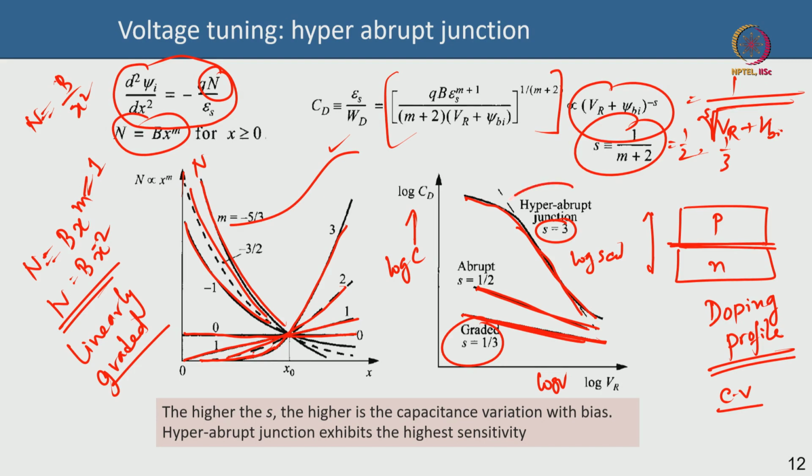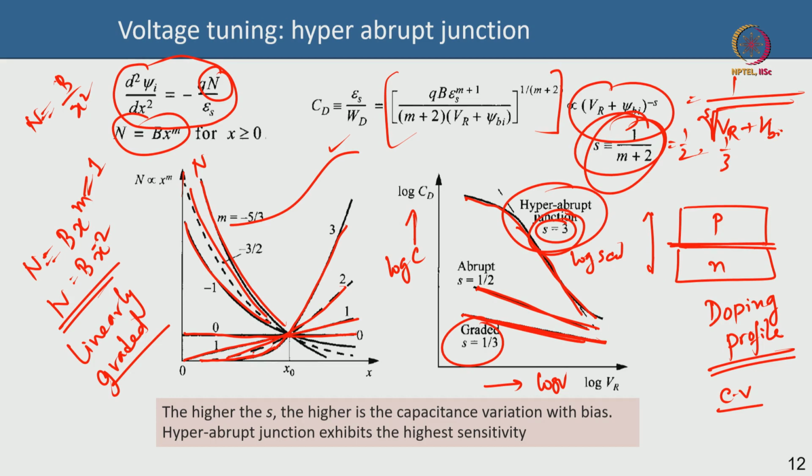So, this is called a hyper abrupt junction, where by tailoring or tweaking the doping profile you are able to get a capacitance profile such that the capacitance value changes much more abruptly, much more sensitive to the change in the voltage. Higher this quantity s, more is the sensitivity of the capacitance with respect to voltage, or in other words the variation of the capacitance with applied bias is higher.